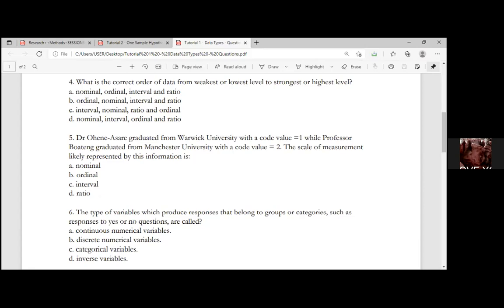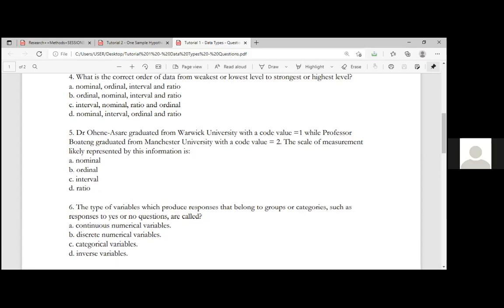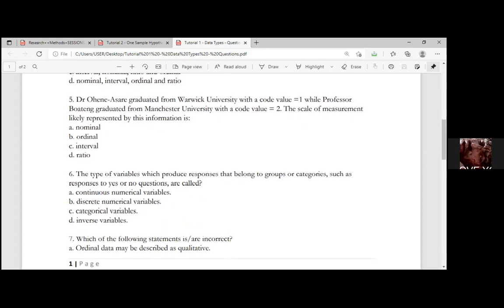Janet, do you have a question? Yeah, question 5. We are saying that Warwick University has been represented with a code value of 1, whilst Manchester University has been represented with a code value of 2. The fact that you see 1 and 2 does not mean it is a numerical variable. We are just coding them. The response itself is Warwick University and Manchester University, which is a categorical variable. And the order does not make sense, so it is nominal. Okay, thank you very much. You are welcome. Any other question? Keep your hand down.